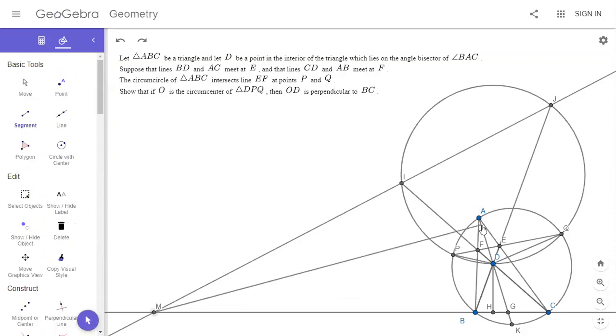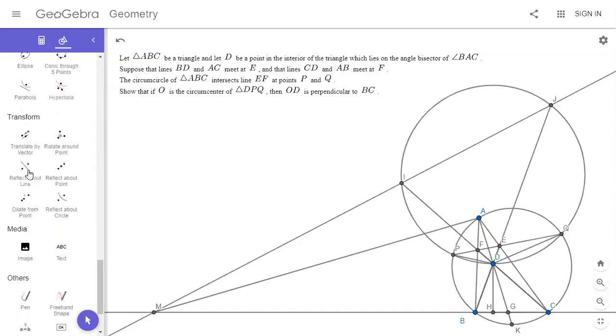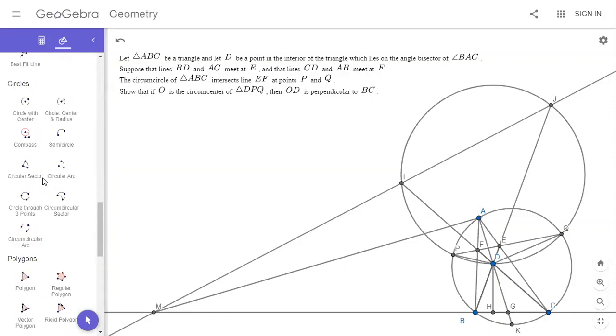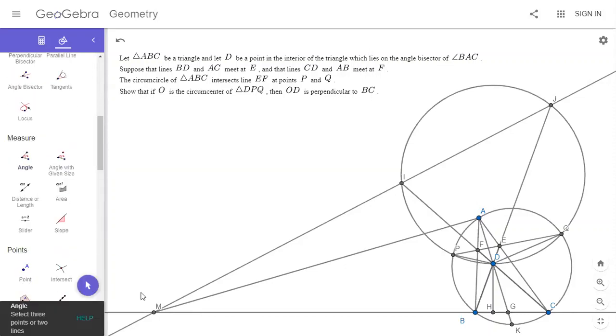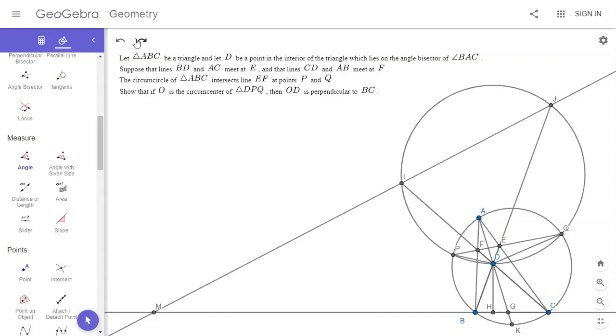But I think a viewer in the comments had an interesting idea. Is angle MAD 90? We could check it. Let's see. Yes. Yeah, because AG is an angle bisector. So if we can show angle MAG is 90, then that solves the problem.